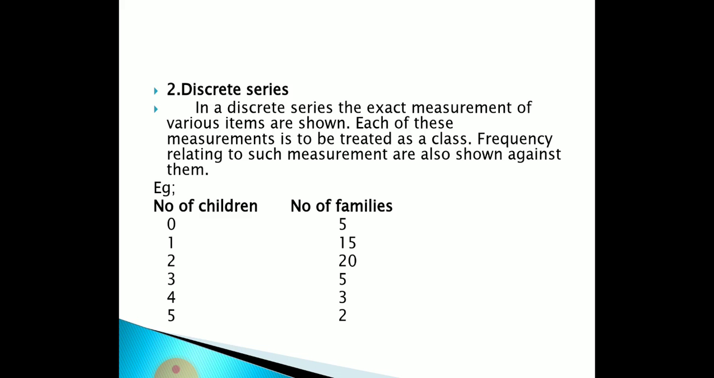Number of children 1, 15 families; then 2 children, 20 families; 3 children, 5 families; 4 children, 3 families; then 5 children, 2 families. Then item and its corresponding frequencies are shown in case of the discrete series.